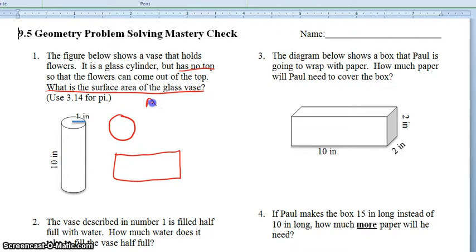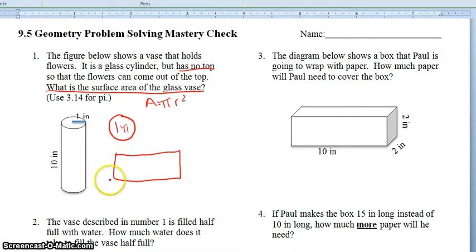So remember that the area of a circle is pi times radius squared. Area equals pi times radius squared. The radius of this circle, for the bottom of the vase, is 1. So I'm going to take 1 times itself. That's what 1 squared means. And that'll just be 1. So 1 times pi is the area of this circle.